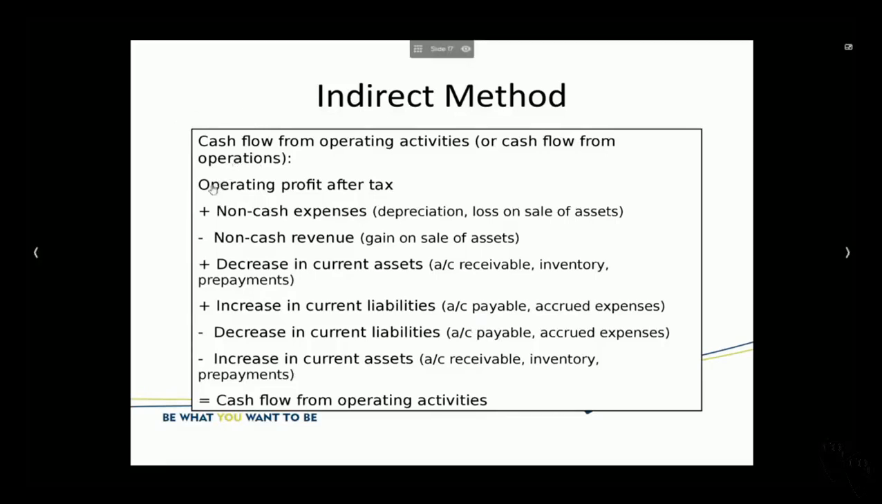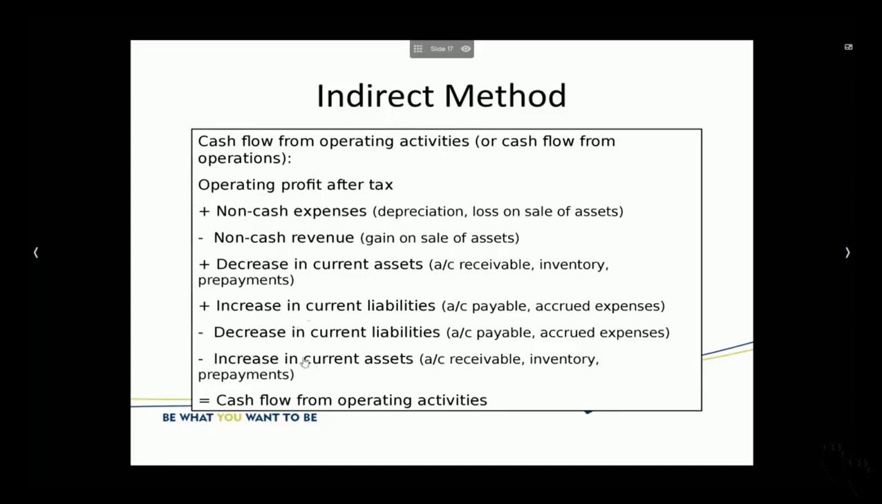We start with the operating profit after tax, then we add back the non-cash expenses such as depreciation or a loss on sale of assets. We take off the non-cash revenue such as a gain on the sale of assets. We then add a decrease in our current assets, add an increase in our current liabilities, take off a decrease in our current liabilities, and take off an increase in current assets. Okay, so that's the formula.